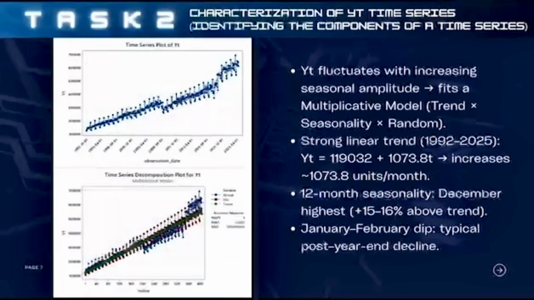So moving to Task 2, we analyze the components of the time series. Looking at the graph, we see a strong linear upward trend from 1992 to 2025. There's also clear seasonality. Sales always peak in December and drop in January and February. And importantly, the seasonal wave gets bigger as the trend goes up. This expanding pattern means we must use the multiplicative model.